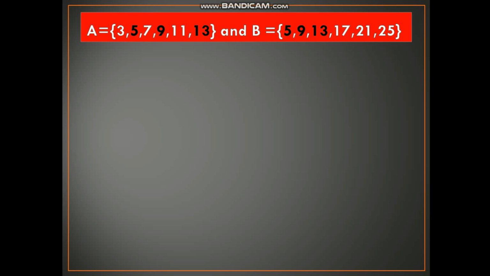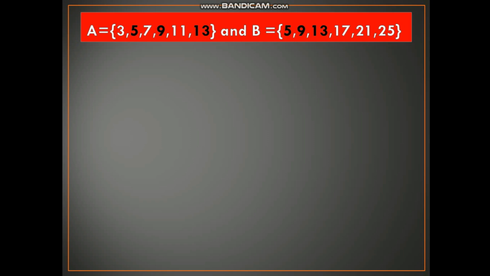Today, our lecture is on the Venn diagram, which you studied in exercise 8.3. Right? There are two sets, set A and set B. Set A is equal to 3, 5, 7, 9, 11, and 13, while set B has 5, 9, 13, 17, 21, and 25. As you see, 5, 9, and 13 are in black color. It means that 5, 9, and 13 are common in both sets, right?